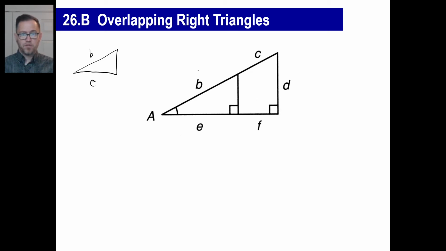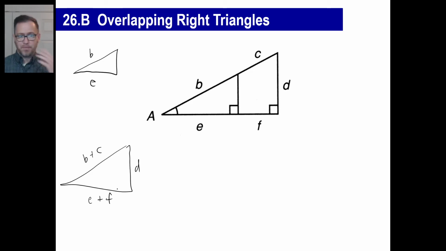Now, the huge triangle, the bigger one, the top side would be B plus C, the right would be D, and the bottom would be E plus F, right? Now, you don't have to know what all those are. We don't care. All we care about is that we have one triangle, a second triangle.